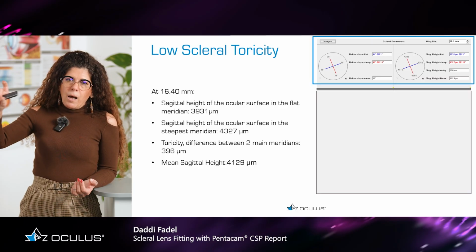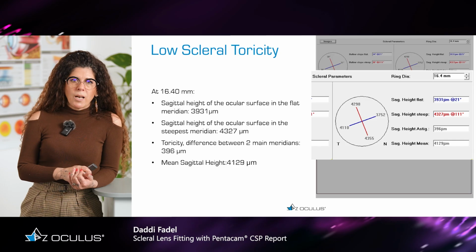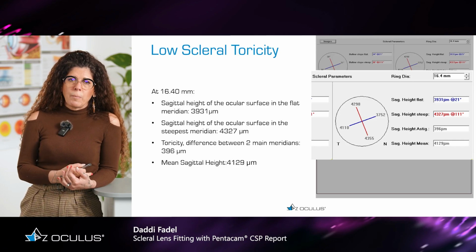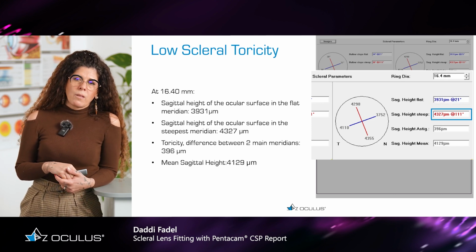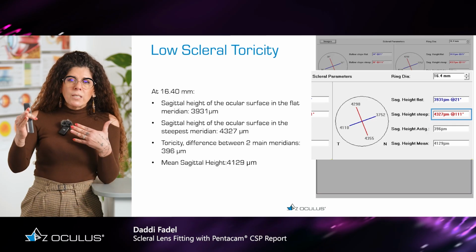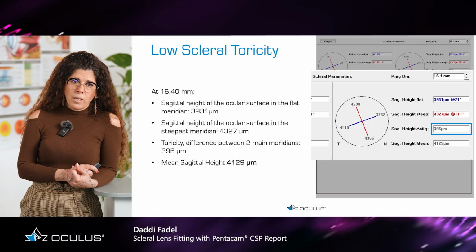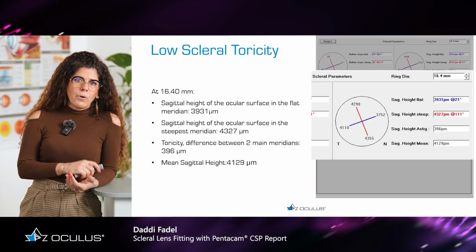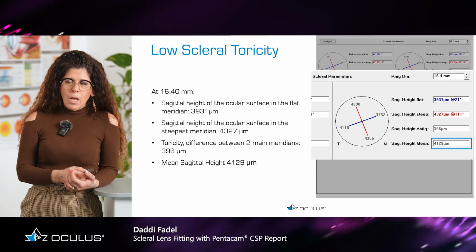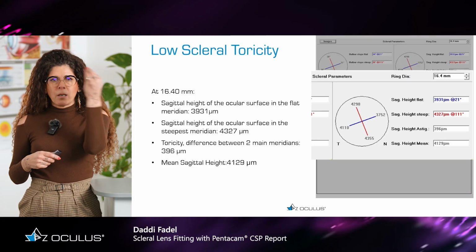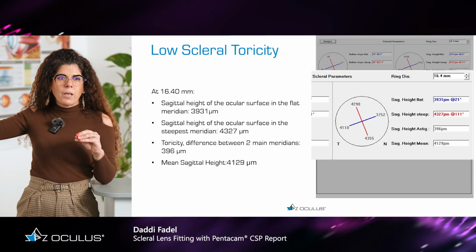Now, understanding the upper part of this display, at 16.4 millimeter, we have a sagittal height of the ocular surface: a flat meridian, which is about 3,931 microns, and in the steepest one, 4,327 microns. The toricity, which is the difference between these two meridians, in this case is 396 microns, and we have the value of the mean sagittal height, which is 4,129 microns. So this is the information regarding the ocular surface of this specific patient and this specific ring diameter.